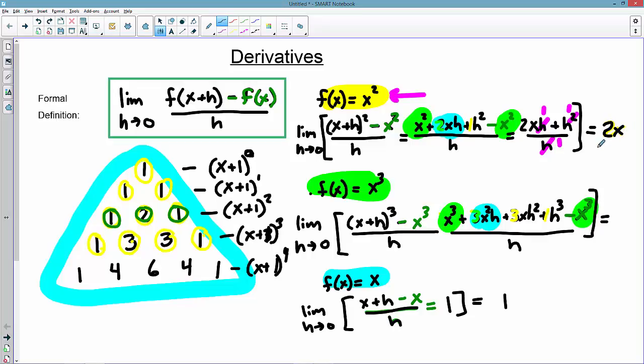Is a 2x. Because, of course, the h's reduce, and as h goes to 0, right there, we get 0 for this h term, right? H to the first becomes 0.